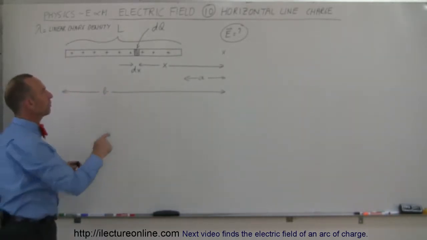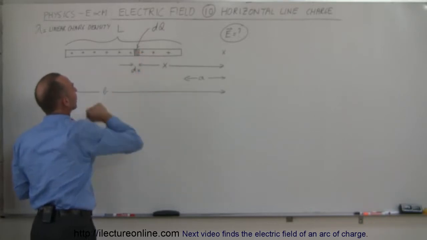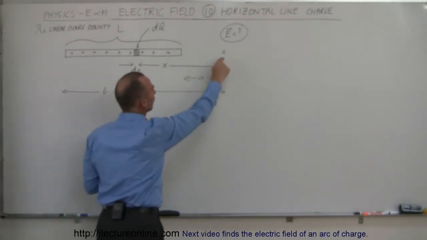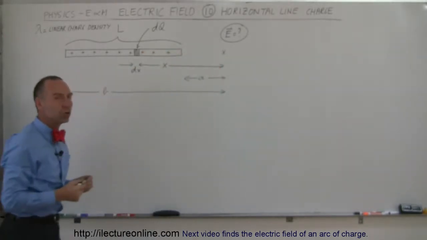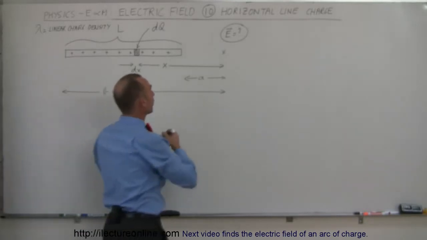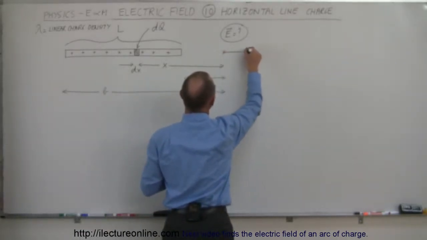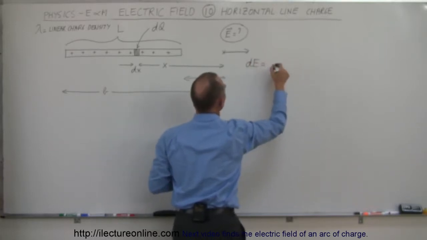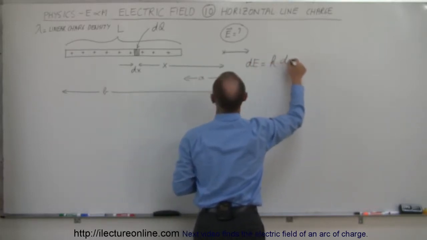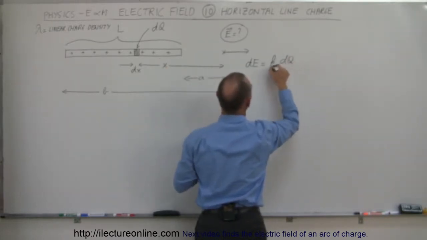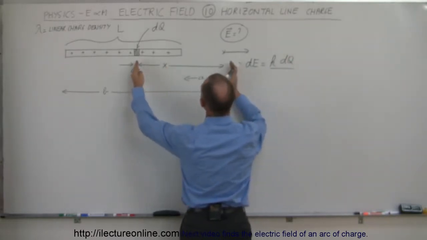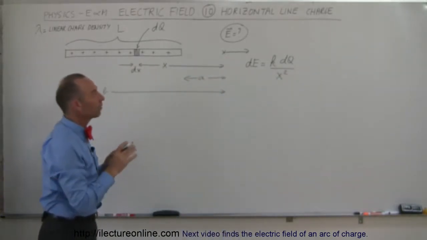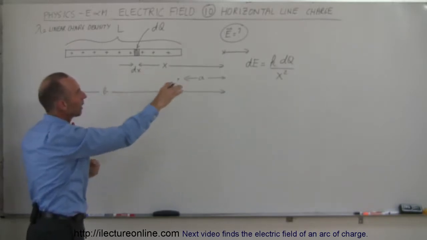And of course what we want to do is find a small little element on this line charge, and there'll be a small amount of dq on there, and we're going to find the electric field here due to the small amount of dq. So we're going to have an electric field in this direction from the small little segment right there, and that's going to be a small amount of dE, equal to k times dq divided by the distance between them squared, and the distance here would be x, so it would be x squared.